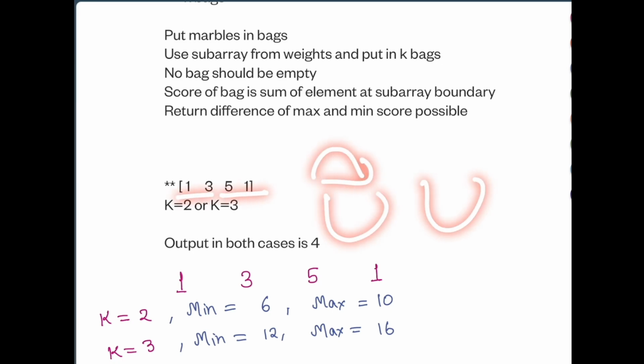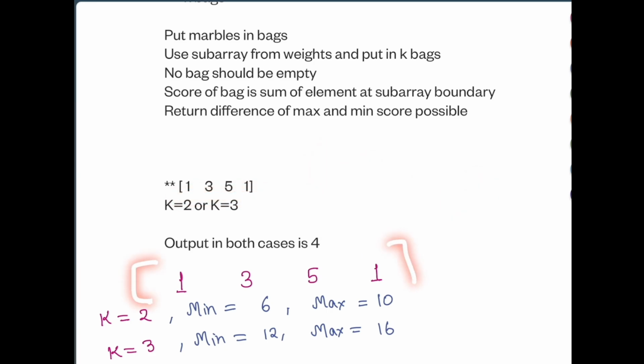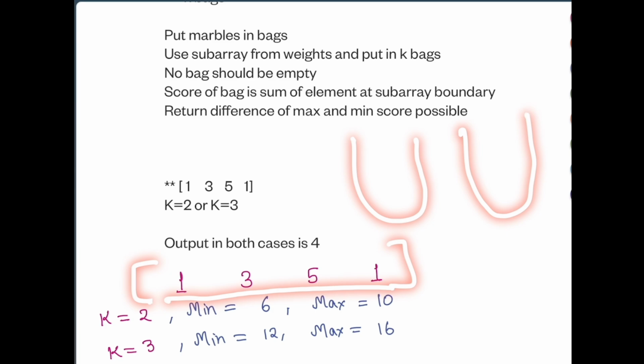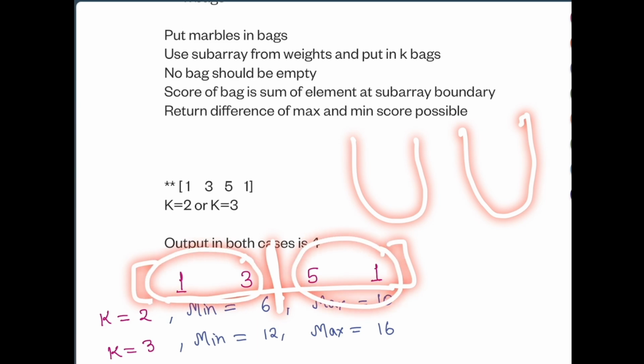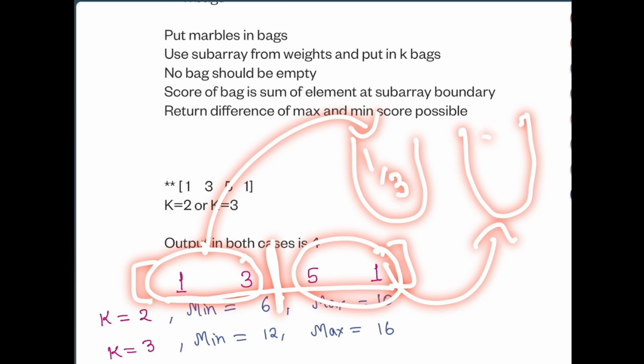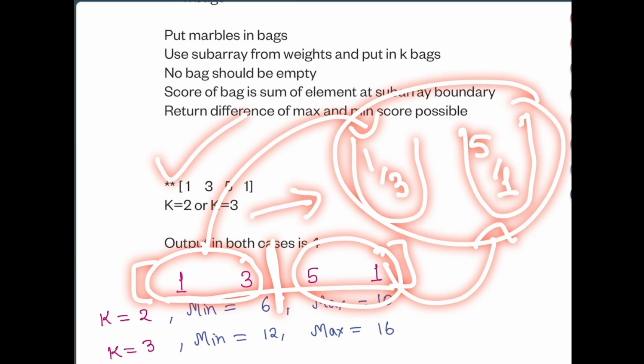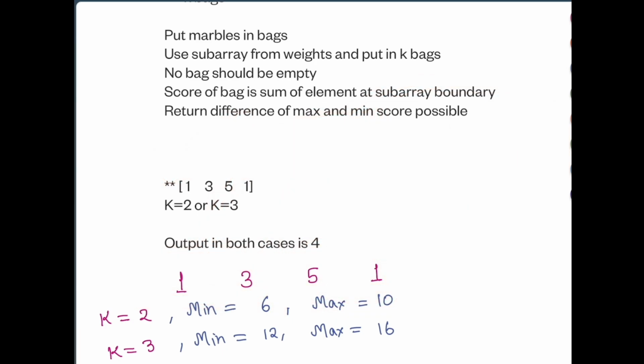For example, if the input is 1, 3, 5, 1, and you have k equal to 2, it means you have 2 bags. One of the possible cases is that you can split this array at this point, and then you will have two subarrays. The first one has two marbles, 1 and 3. The second one has two marbles, 5 and 1. Put one into one bag and the other into another bag. So this will be 1 and 3, and this will be 5 and 1. Now you have put your marbles into your bags. This is a valid scenario.